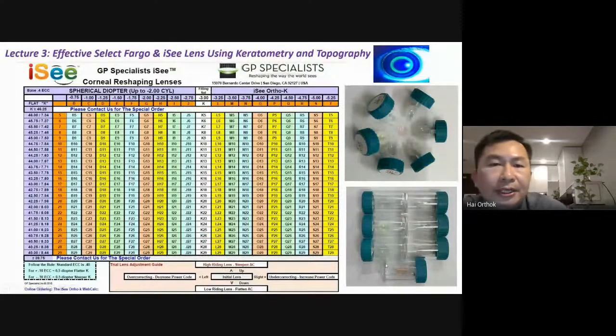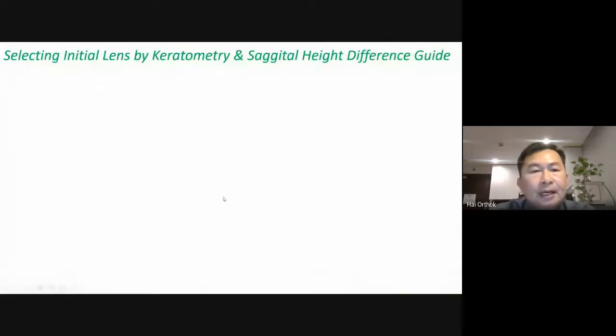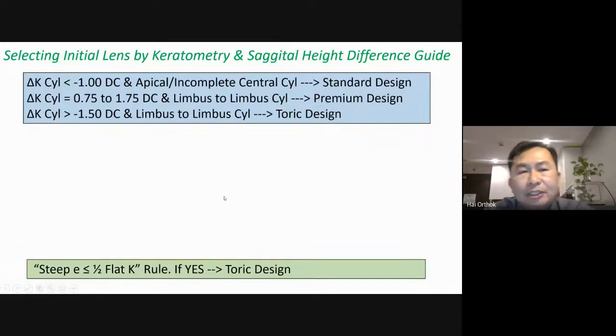Well, in lecture 3, I will help you learn how to select the phago lens, the IC lens, using keratometer, keratometry, and topography. There is a difference between them. For example, if you don't have a topographer, you might be able to correct the auto-K, but you should correct the auto-K with low myopic. And we can use the delta K in order to select the lens effectively.